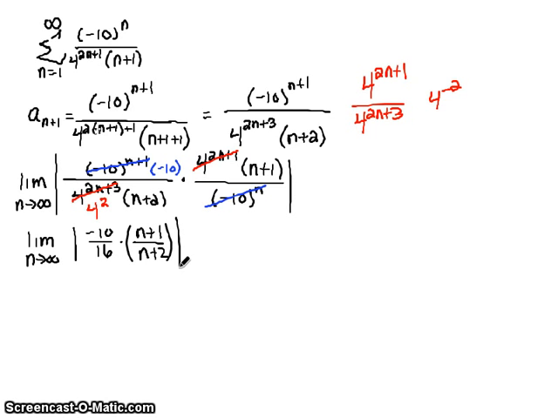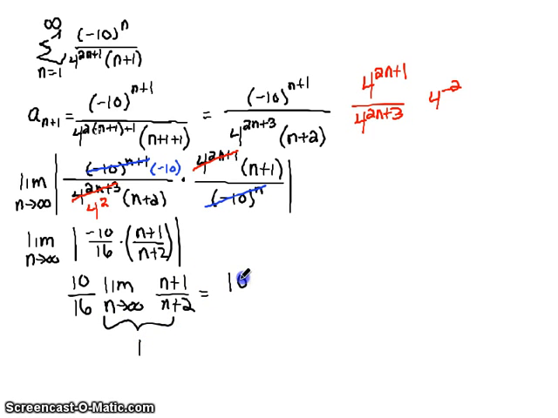Now we can take that negative 10 over 16 out, and since we take the absolute value, let's just call it 10 over 16, times the limit as n approaches infinity of n plus 1 over n plus 2. If we take that limit using horizontal asymptotes, the power is the same, so 1 divided by 1. So the limit itself is 1. So this whole thing equals 10/16. 10/16 is less than 1, so our series is going to converge.